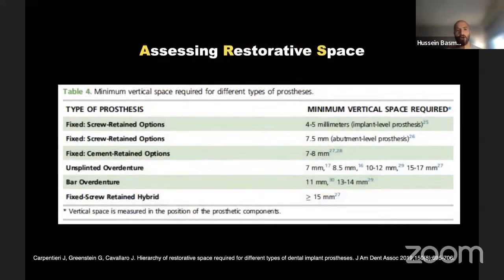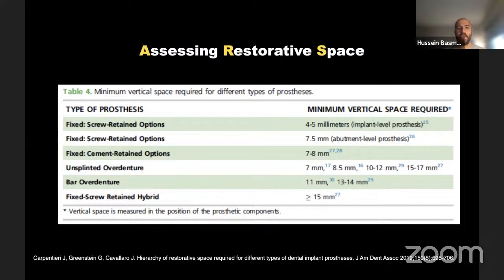And again, as I mentioned earlier, depending on the type of prosthesis, you have to understand that from the beginning, or you have to plan that from the beginning, so you can base your surgery on these types of prostheses. Let's say for the bar overdenture, you have at least a minimum vertical space of 11 millimeter. For a fixed screw retain hybrid, that means you have to have at least 15 millimeter of vertical or interocclusal space or restorative space.